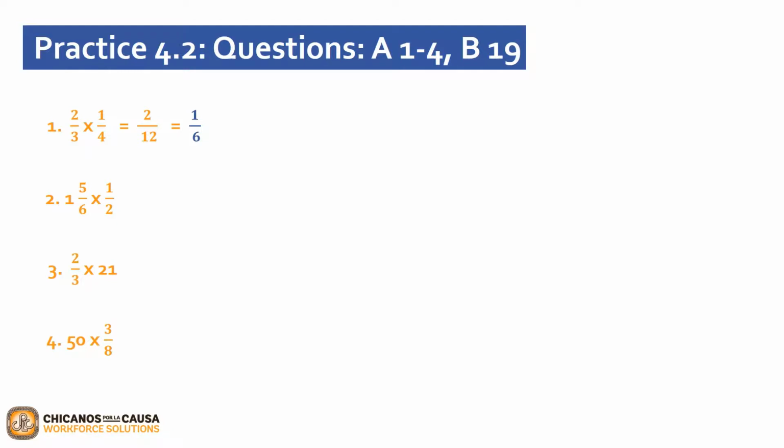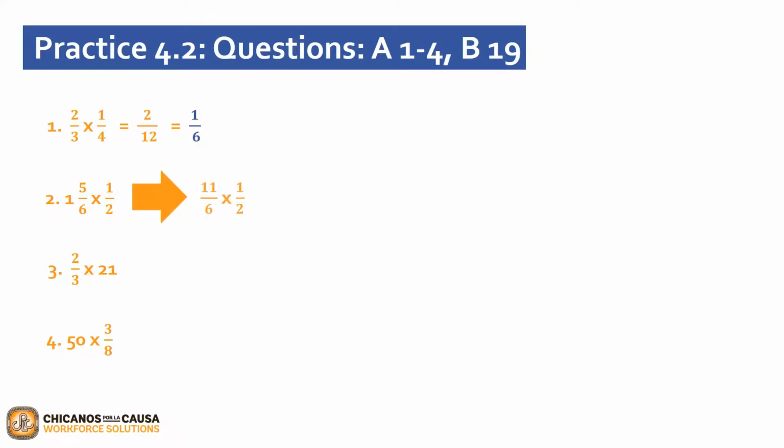Question 2. 1 and 5 over 6 times 1 over 2. Now, per our instructions, we were asked to change any mixed numbers into improper fractions before beginning. So let's go ahead and do that first. In this case, the mixed number would be 1 and 5 over 6.